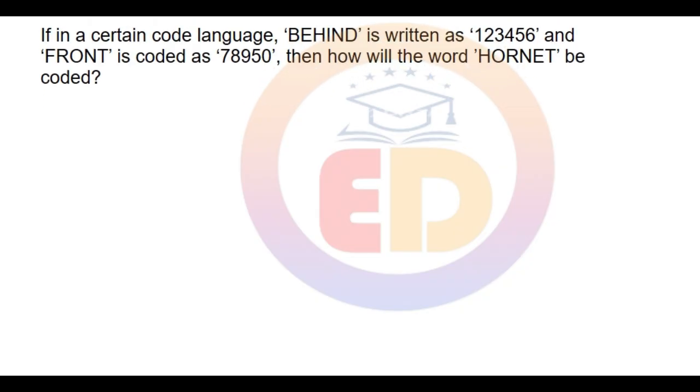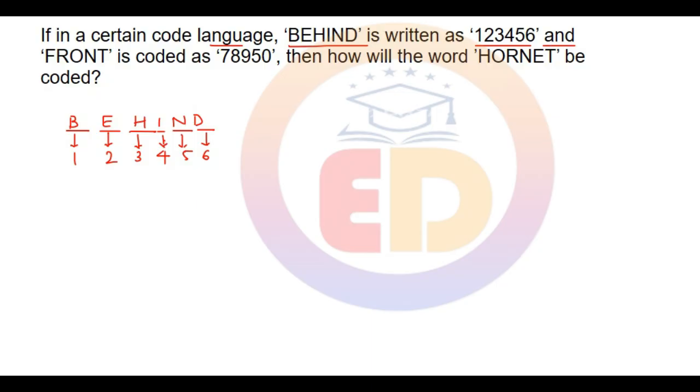Question says, in a certain code language, behind is written as 1, 2, 3, 4, 5, 6. Clearly, the letter B stands for number 1, letter E stands for number 2, letter H stands for number 3, letter I stands for number 4, and N stands for 5, and D stands for 6. So here, what they have done is they have converted these letters into some specific numbers.